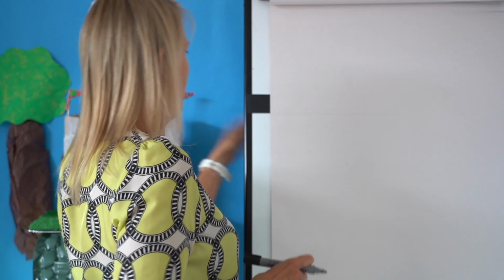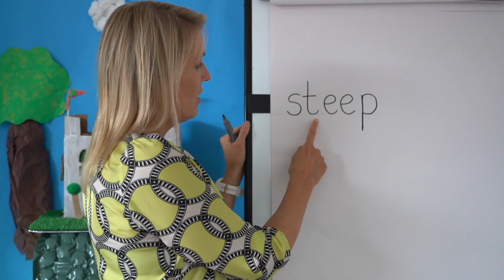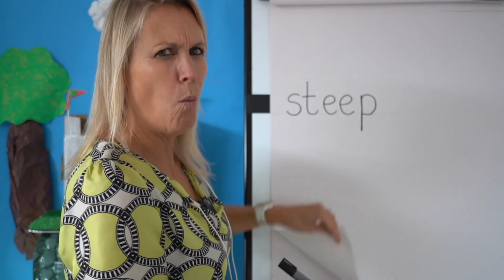Let's hide the word. Now you have a go. Say the word. Say the sounds. And write them down. Don't forget that digraph. Are you ready? Should we check our spelling? Show me your spelling. Well done. Let's check mine. E, P, steep. Did you get it right? Well done.